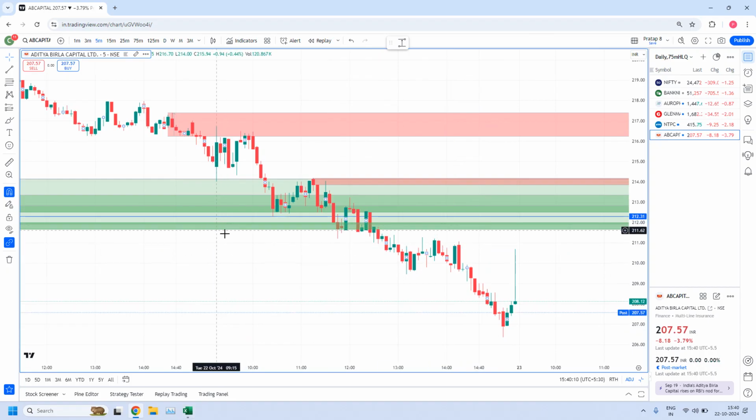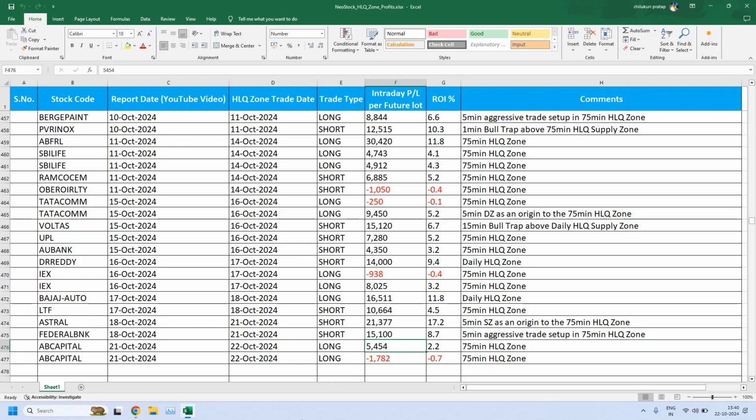So in the second zone, these kind of 5-minute zones actually work very well, but today it is stopped out, we have to accept. The second trade, this is the 5-minute zone as a horizon to the 75-minute high liquidity zone, which has given 1,782 rupees loss, which is 0.7% negative ROI. In case you take both the trades, you would still have got a profit of 3,672, both trades together.